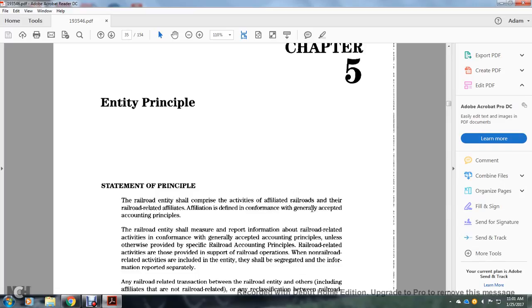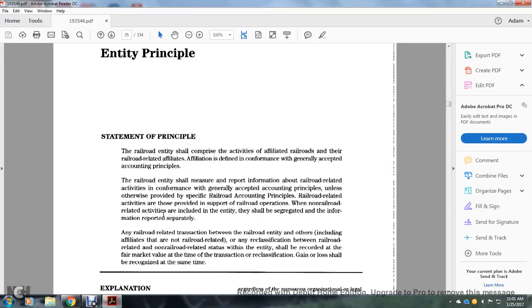Affiliation is defined in conformance with generally accepted accounting principles. Railroad entities measure and report information on railroad related activities in conformance with generally accepted accounting principles, unless otherwise specified by a specific railroad accounting principle. Railroad related activity is that provided in support of the railroad operation. The non-railroad related activities included with the entity should be segregated, with the information reported separately.